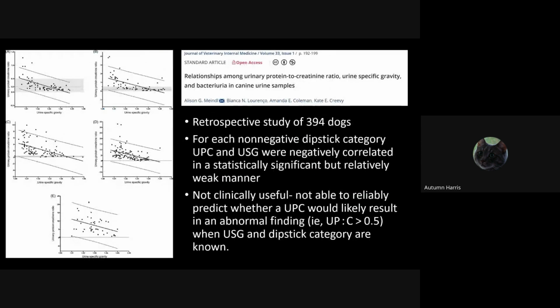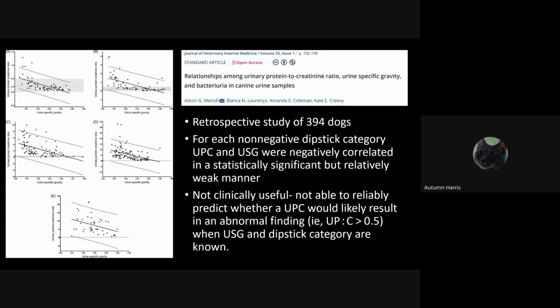And then what about urine-specific gravity and its relationship with protein, and what's been looked at with that? This was a paper that came out, I think, last year that was looking at the relationship among UPCs, urine-specific gravity, dipsticks, and bacteria in canine samples. This was a retrospective study of 394 dogs. They looked at non-negative dipstick categories, so this graph here would be trace, and then B is 1+, 2+, 3+, 4+. They divided them by the dipstick category and then looked within each category at how well the UPC ratio and urine-specific gravity were correlated.